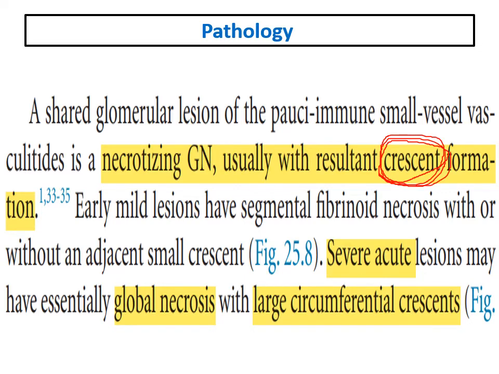Vasculitis is a very common cause of crescents or crescentic glomerulonephritis. The two most important diseases to cause crescents in the kidney are anti-GBM disease and ANCA-associated vasculitis. So again, the main pathology or the main histological manifestation is necrotizing crescentic glomerulonephritis. Severe cases are usually characterized by global necrosis and large circumferential crescents.